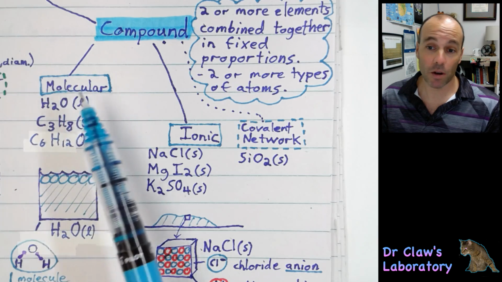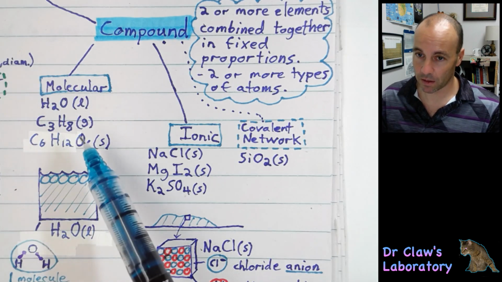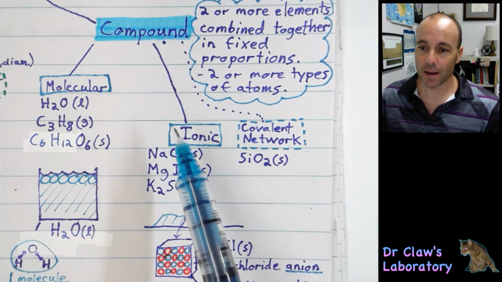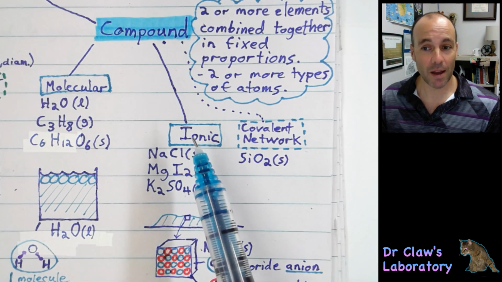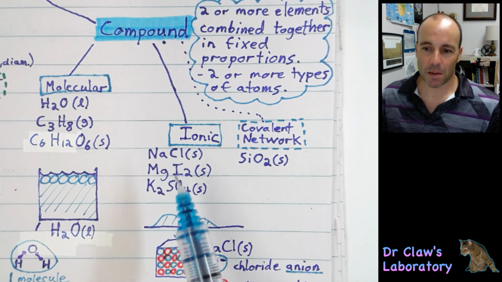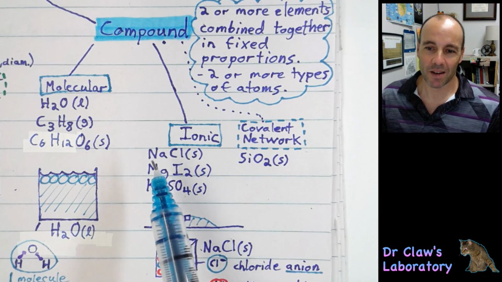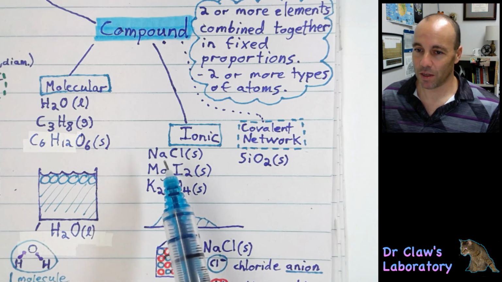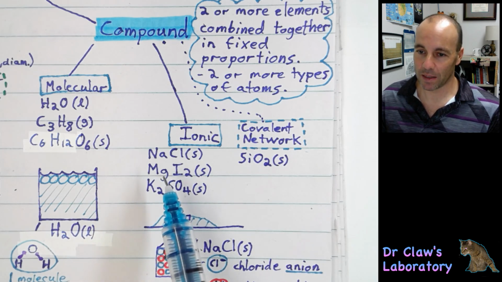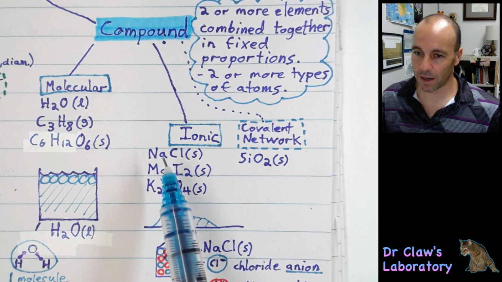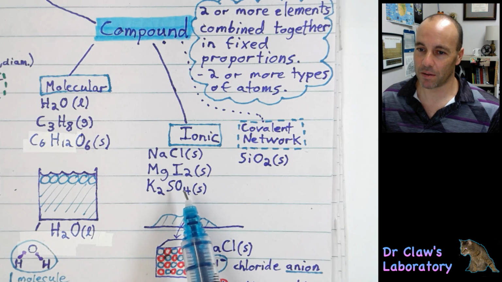So molecular compounds, these are also called covalent compounds. They're made of molecules. Their particles are molecules. Ionic compounds consist of ions. So you can tell when you have an ionic compound because it's pretty much always going to be a metal and a non-metal, like sodium chloride or magnesium iodide. So you have these metals over here along with non-metals.